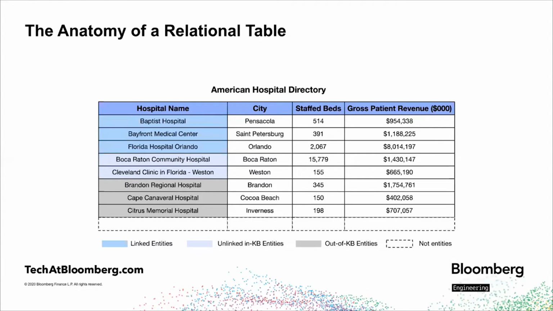The light blue ones, like Bocha Written Community Hospital, are unlinked in-KB entities. They actually have a corresponding entry in the KB, but using our linker, we fail to link them. We call them unlinked in-KB entities. And the gray part, we call out-of-KB entities. Just comparing to the blue ones, for example, Brandon Regional Hospital compared to the other hospital, it lies in the West, it has a proper number of beds, and the revenue every year is actually not so bad.